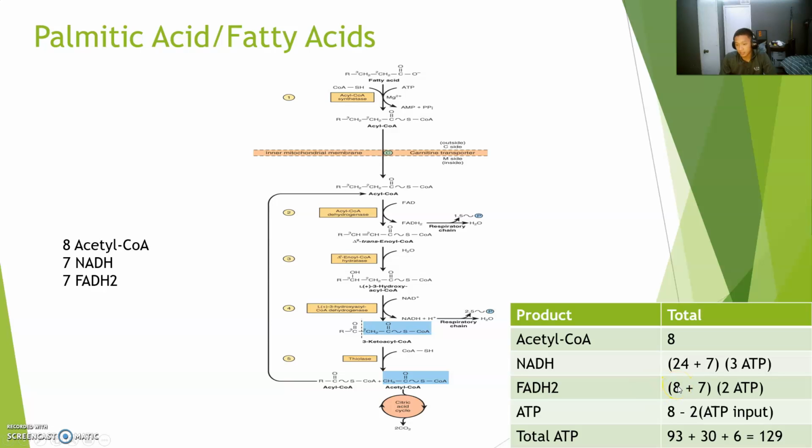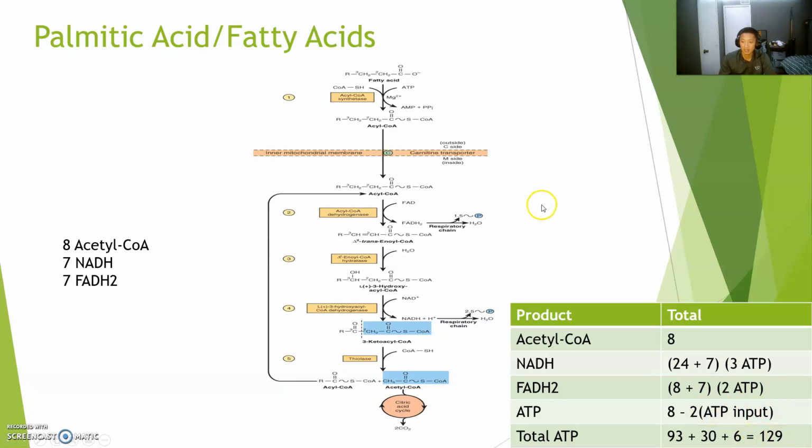Same thing here, you get 1 FADH from the process of the Krebs cycle. So you do times 8 cycles, and then you have to multiply this by 3, because it's 3 moles of ATP per NADH, and this one is 2 moles of ATP per FADH2. And then you add this 8 from the ones being generated here, subtracted by 2 for the input, and then it leaves you with 129.